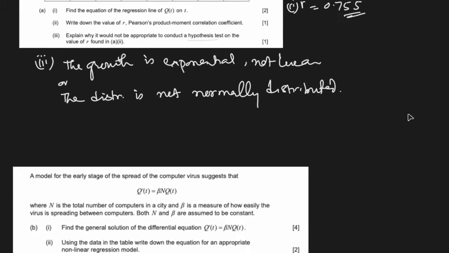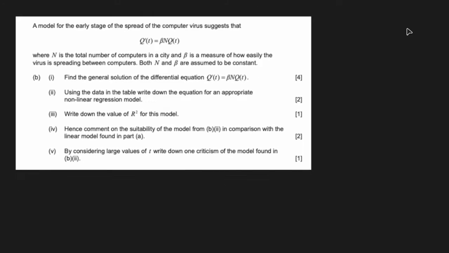Let's move on to part B of this question. A model for the early stage of the spread of the computer virus suggests this differential equation, the first derivative, where N is the total number of computers in a city. Beta is the measure of how easily the virus is spread between the computers. Both N and beta are assumed to be constant. Part B: find the general solution for the differential equation.